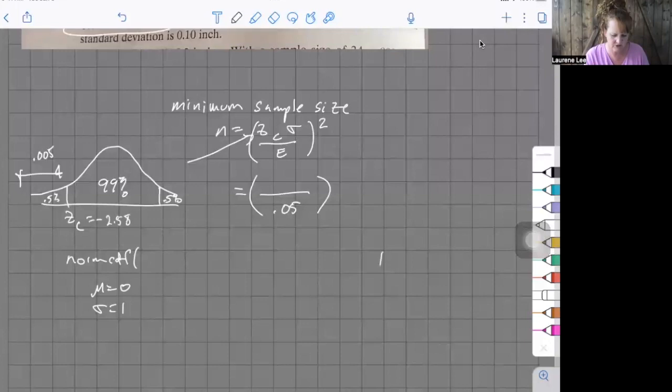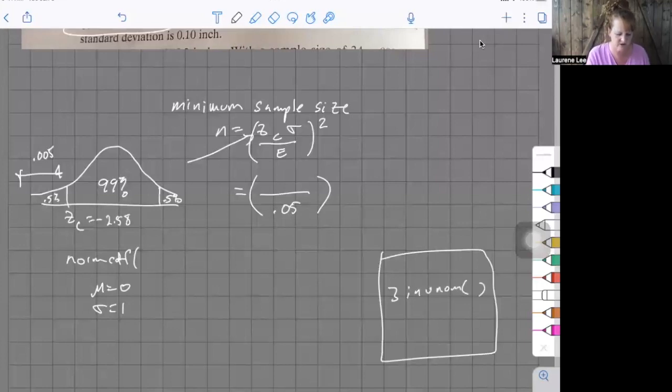Okay, on the TI, you're going into your second distribution function, and you're going down to the third entry, which is inverse norm. And when you select that, you're going to enter your area of 0.005. Your mean is going to be 0, standard deviation is 1, and that's going to kick out your Z score for you. Okay, so same thing there. That's going to be your Z critical, 2.58. Now it doesn't matter if you use the negative Z critical or the positive one, because ultimately we're going to end up squaring this value, which makes that negative irrelevant. So I always just put the positive in there.